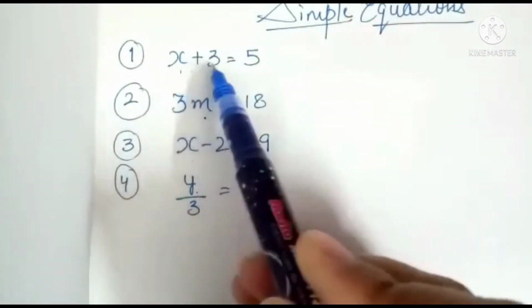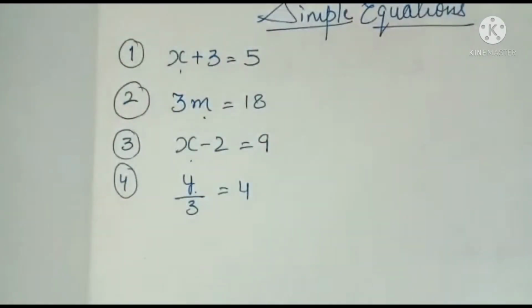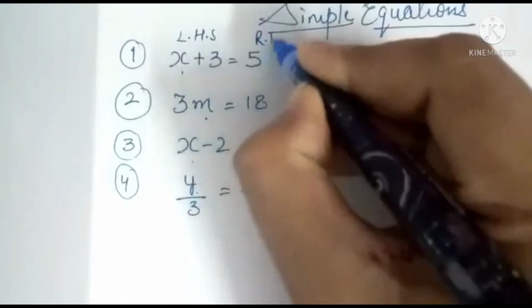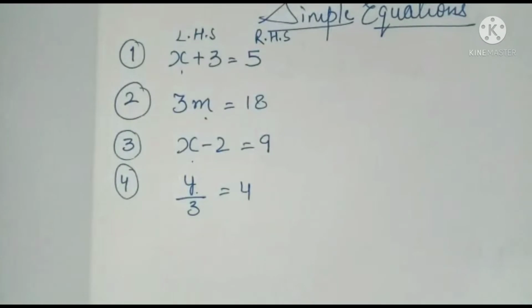The expression written on the left hand side is known as the left hand side. So this is the left hand side of this equation and this is the right hand side of the equation. So x plus 3 is equal to 5 is an equation with variable x.